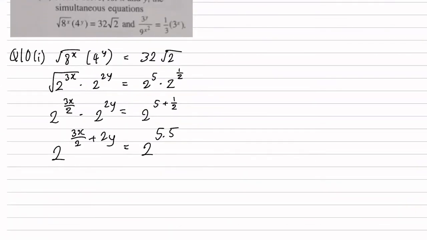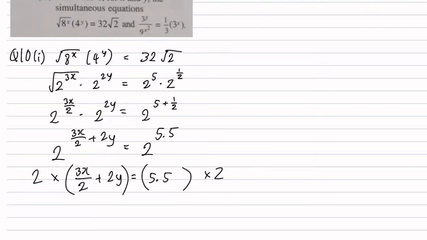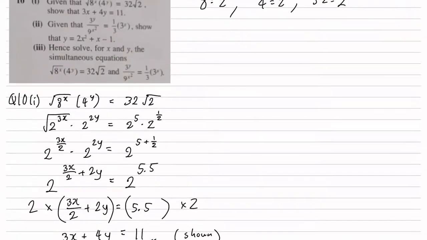Then therefore you can conclude 2 power something, 2 power something. Therefore the powers are the same. What can you do? Times 2 times 2. And you simplify, you get 3x plus 4y equals to 11. Okay. That's 10 part 1. Let's move on. 10 part 2.